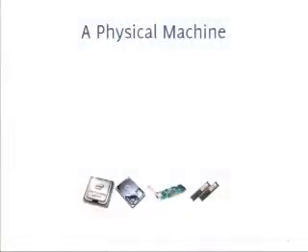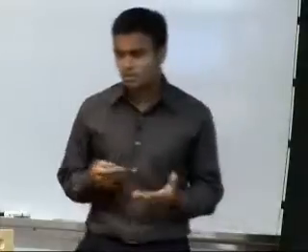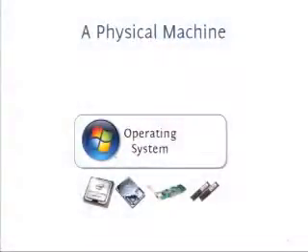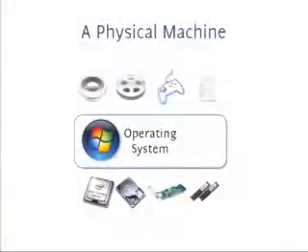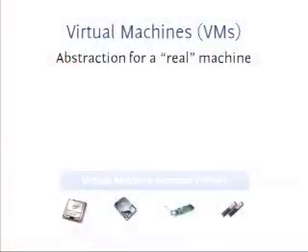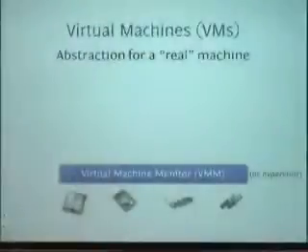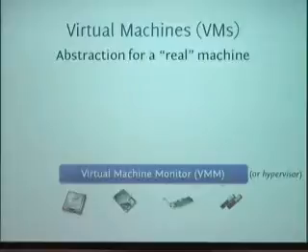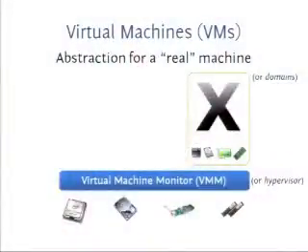On a regular physical machine, we have various resources, such as the CPU, the disk, the memory, and so on. And we have the operating system, which is multiplexing these resources among different applications. In a virtual machine environment, instead of the operating system, we have a thin layer called the virtual machine monitor, or the hypervisor, which is responsible for managing these system resources among several different virtual machines.